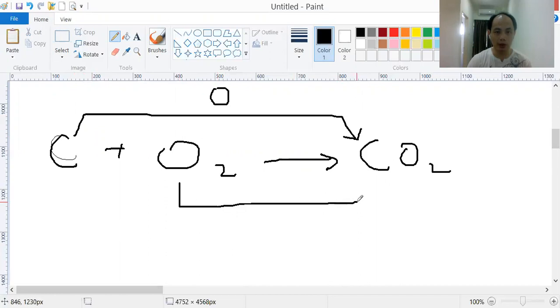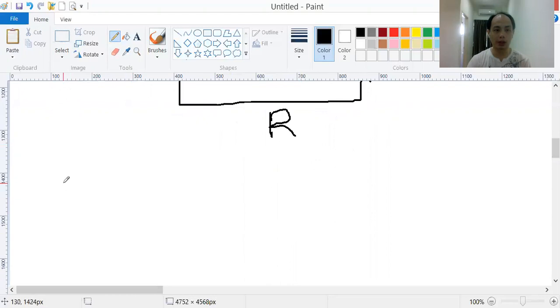But what about this one? We have discussed that oxygen is being reduced, reduction occurs. But from this one, we can't see obviously that oxygen gains oxygen, according to what we have learned in the past. So why is it called reduction? So go to another example.